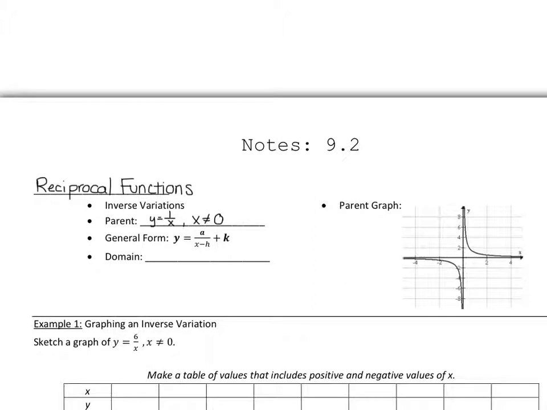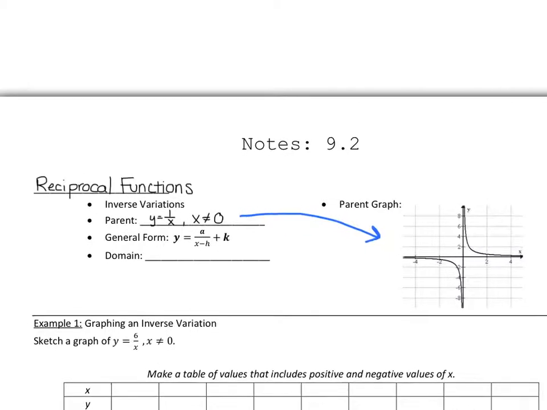And this is what your graph looks like. That's your parent graph. There are actually two parts. Here's a part, and here's a part. So all these graphs that you're going to do have two parts. Got it? Remember that for your homework.